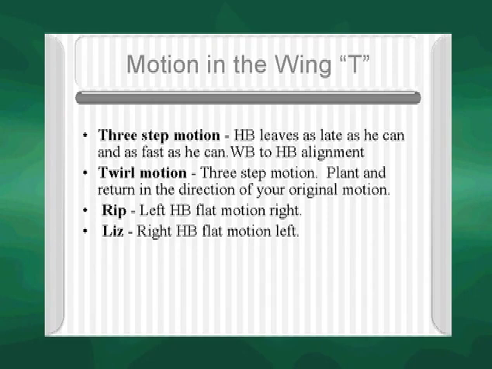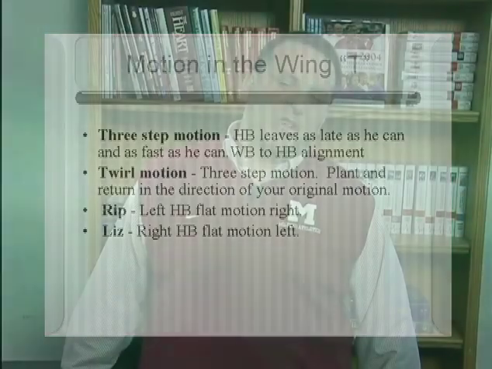Twirl motion is the exact same action as three-step motion. However, on his third step, he will plant and return in the direction of the motion that he came from. And this provides a little misdirection in our motion game. Rip and Liz motion are motions by the slots that cross the center in flat action.